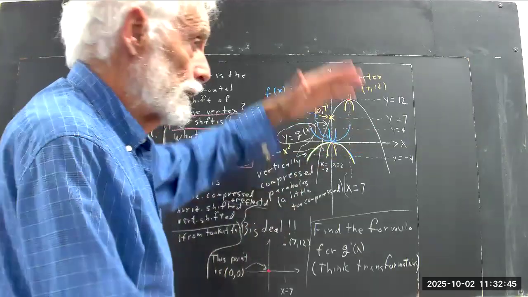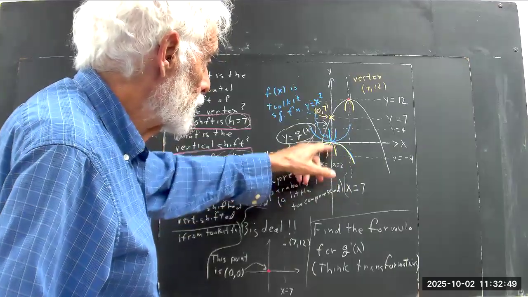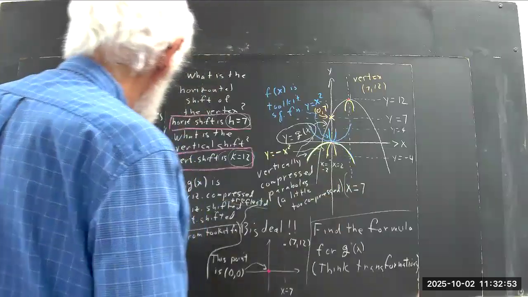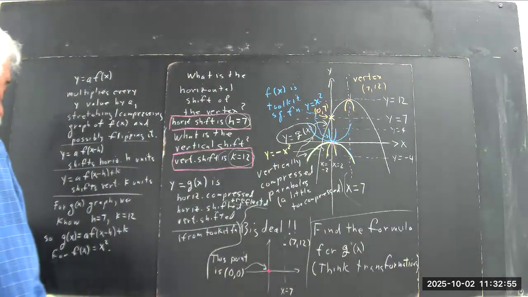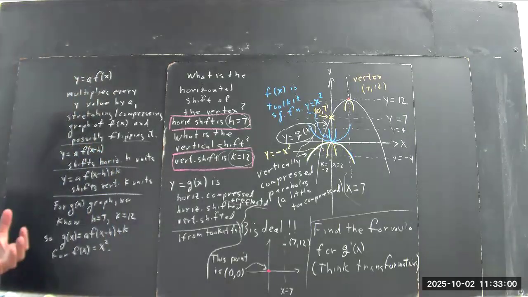This one here is vertically compressed. This one here is reflected. This one here is vertically compressed and reflected. Where does that leave us? It leaves us with a reasonably simple equation to solve.